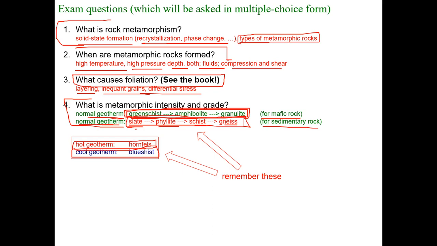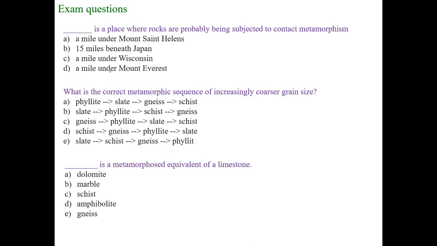I could also ask you about agents of metamorphism, about temperature and pressure. It would be good to know what kind of temperature and pressure ranges we're usually talking about. I think that's all I want to hit on here.